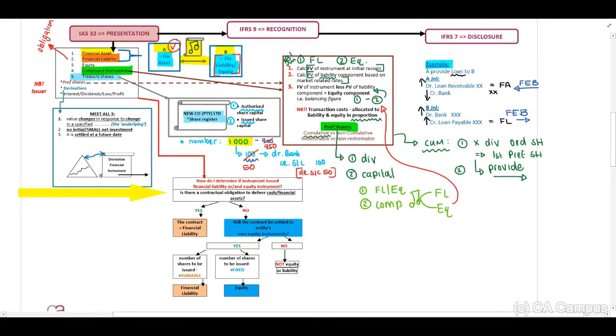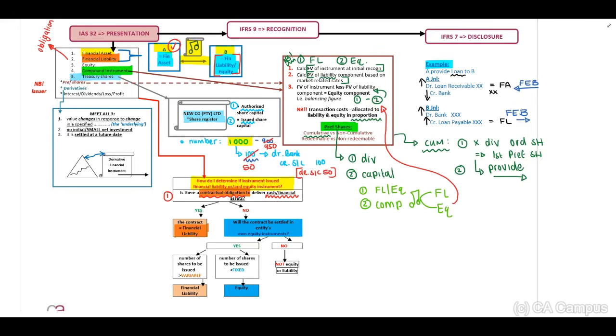Now, the standard provides us with a guideline, and you will identify that I have included this diagram at the bottom. Our first question that we need to ask: is there a contractual obligation to deliver cash or a financial asset? Guys, extremely important. We have already indicated that if there is an obligation, we need to think about a possibility of a financial liability. Therefore, if there is a contractual obligation, immediately we can identify that this will be a financial liability.